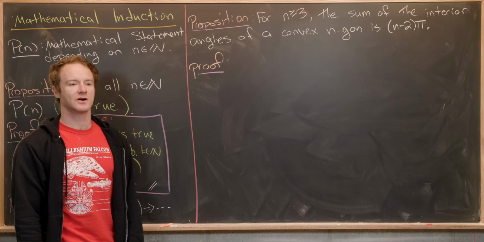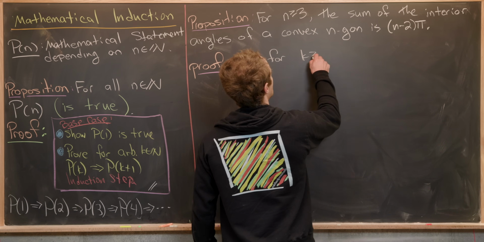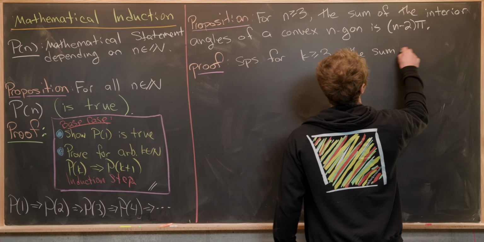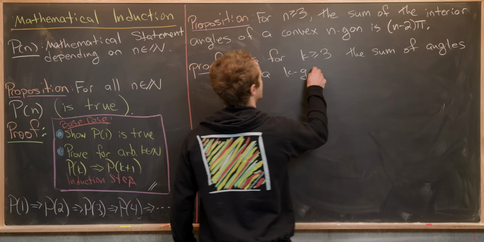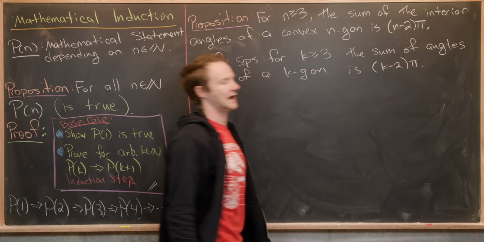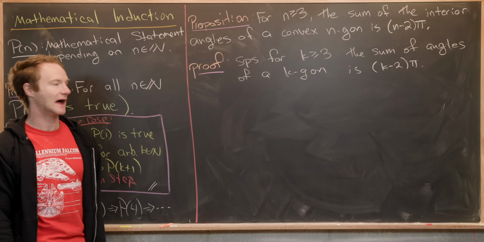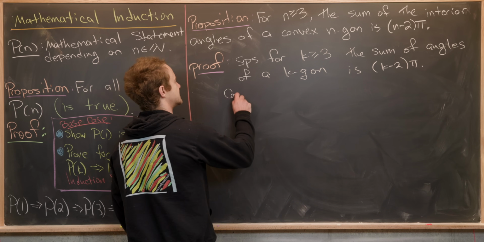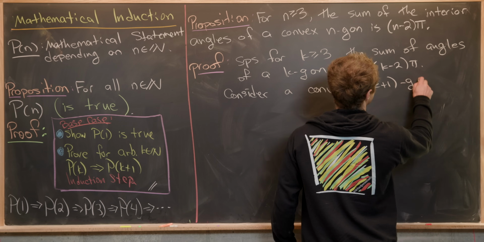Okay, now we're ready to make our induction hypothesis. So we want to suppose for some k bigger than or equal to 3, the sum of angles of a k-gon is k minus 2 times pi. I've left some words off there like convex and interior angles, but you can add those. Okay, now we want to look at the next case. So let's consider a convex k plus 1 gon.